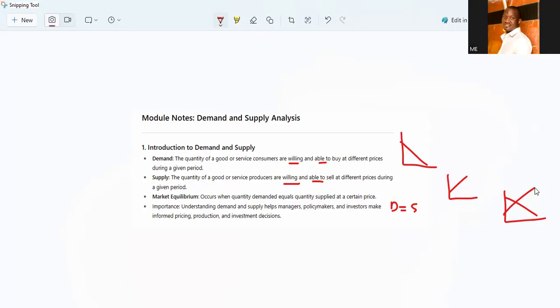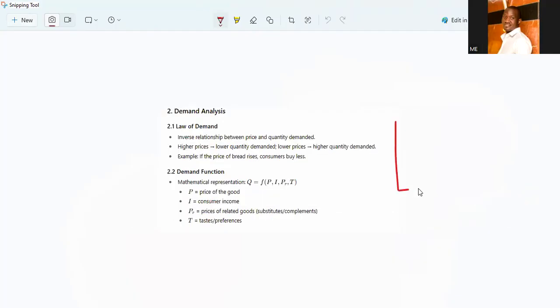So it is important for decision making. So we also looked at the law of demand and the demand analysis. What does the law of demand stipulate? That holding all things constant, an increase in price will be accompanied by a reduction in quantity demanded. So it has an inverse relationship. So if you increase your price from P1 to P2, your quantity demanded will reduce from Q1 to Q2.